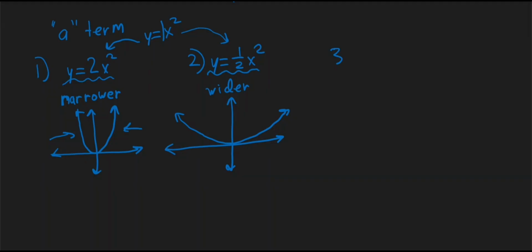Now, number 3, say we're given y is equal to negative 1x squared. So now if the a term is ever negative, then that would mean that there is a reflection across the x-axis, which, let me put that down. So this means that we have a reflection across the x-axis if the a term is ever negative, less than 0.